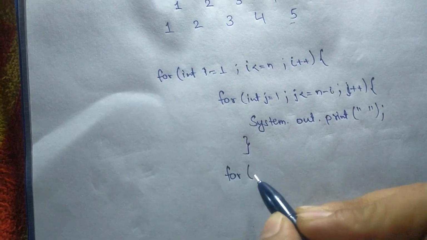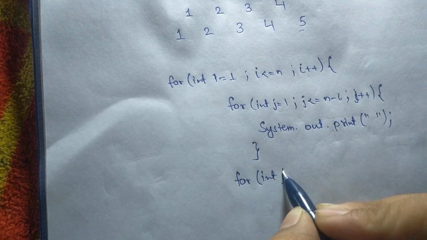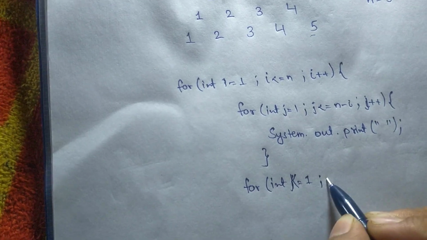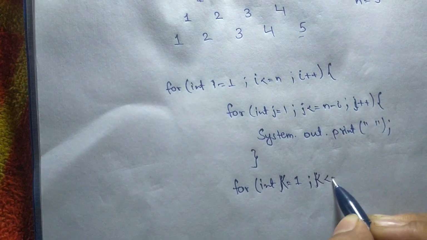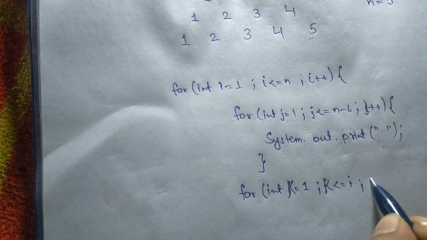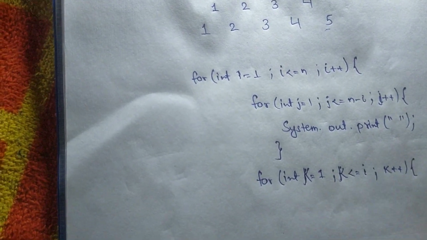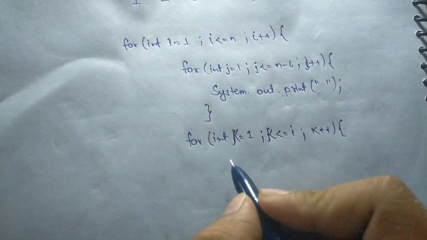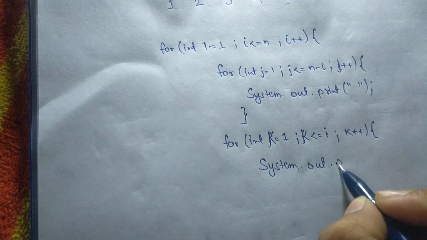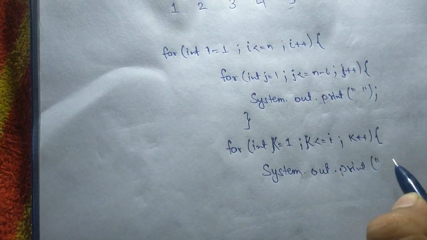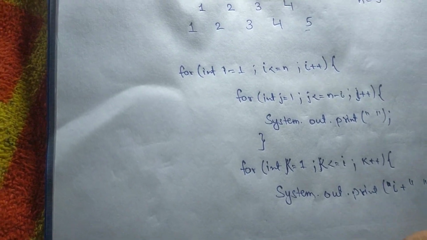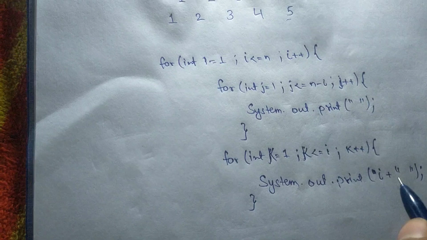After that, we are making this for printing our numbers: int k equals 1, k less than or equal to i, then k plus plus. This is for printing our numbers. System.out.print, we are providing first of all i, plus we are providing space. This will print our numbers.